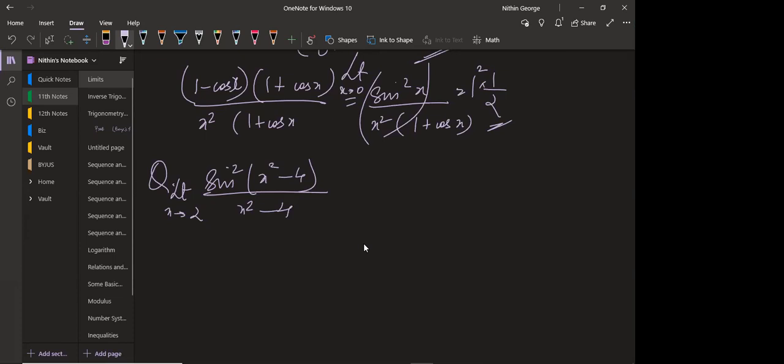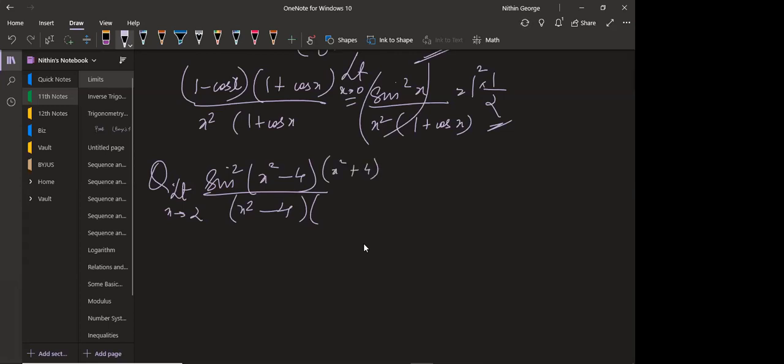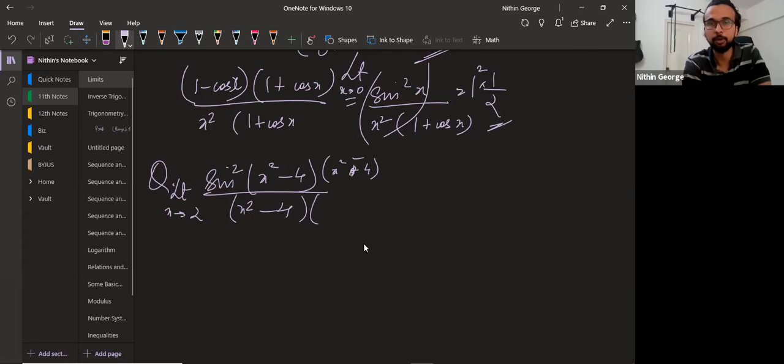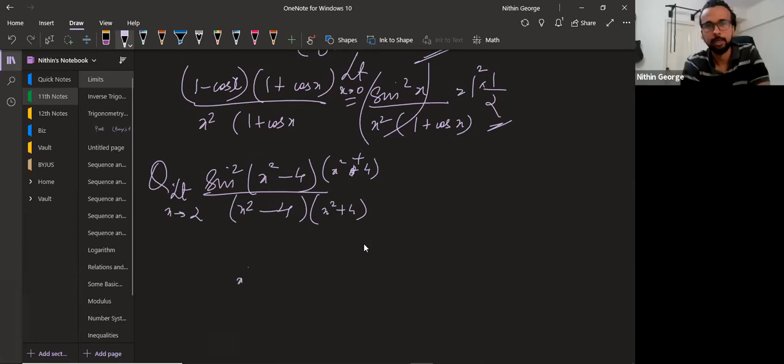Sir, I multiplied x square plus 4. You multiply it by x square minus 4 in numerator and denominator, or x square plus 4. Then this becomes x raised to 4 minus 16 divided by x square plus 4 into sine of x square minus 4.